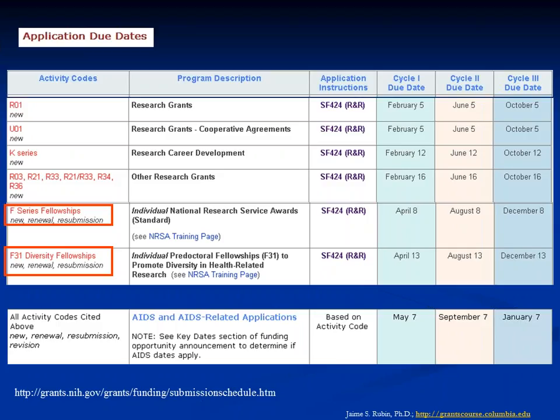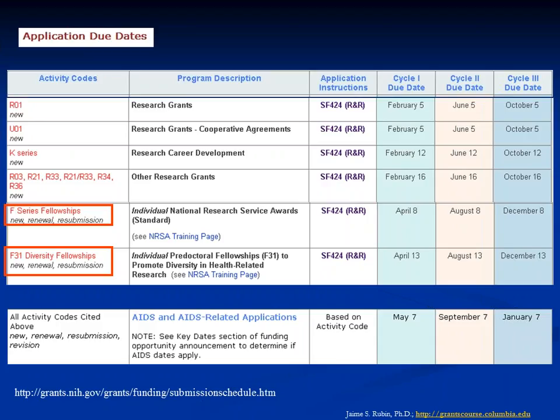There are 2 types of F31 fellowships. One is the F31 Diversity Fellowship, which has a deadline date of April 13th, August 13th, and December 13th. And the other F31, April 8th, August 8th, and December 8th. And it's very important to remember these deadlines.